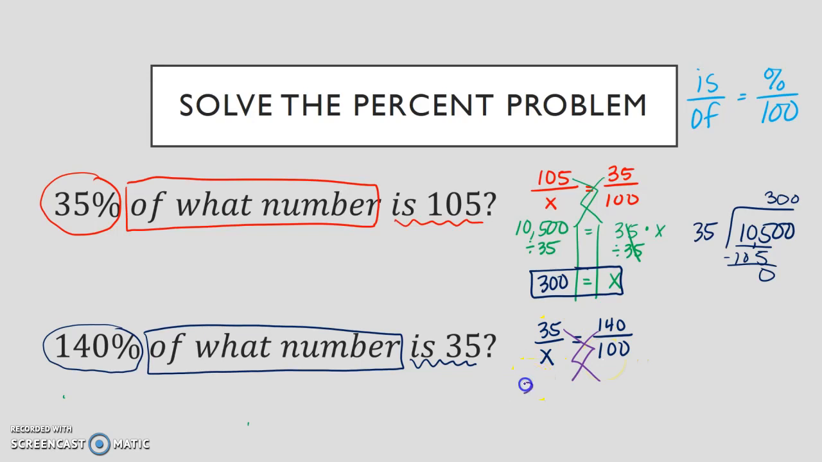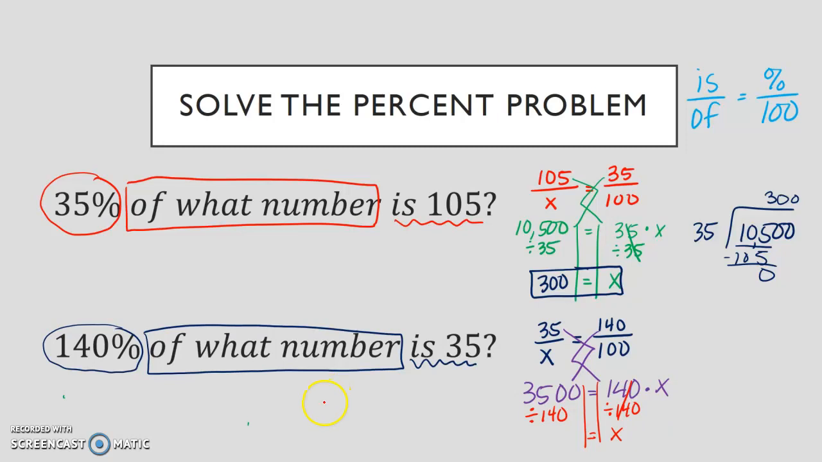So last time we're going to do this, we are going to do our shoelace method, multiply diagonally. 35 times 100 is 3,500. And then we have that equal to 140 multiplied by x. So again, we are going to draw some railroad tracks, solve for our variable by dividing by 140 on both sides. And that will leave us with just x, which is what we are looking for, which is here, our of, the unknown.